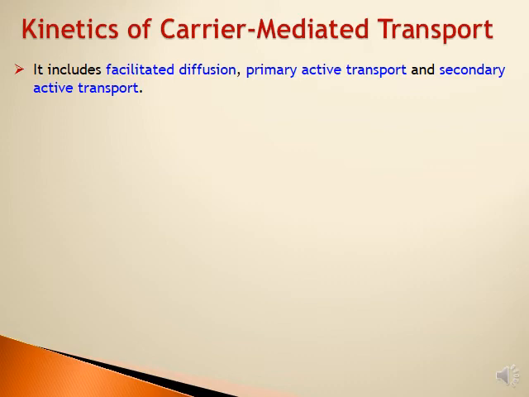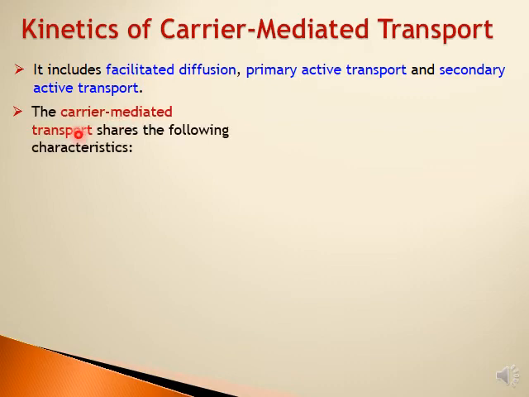Now, any transport that uses a carrier has certain kinetics. Kinetics of carrier-mediated transport includes facilitated diffusion that I covered in the previous slide, and also includes the primary active transport as well as the secondary active transport that we will cover later on in this session. The carrier-mediated transport shares the following characteristics: specificity, competition, and saturation. So we have carriers that are specific for glucose, another carrier specific for another molecule. Competition: some carriers, a drug or a molecule competes for the transport of another molecule. And finally, the saturation.